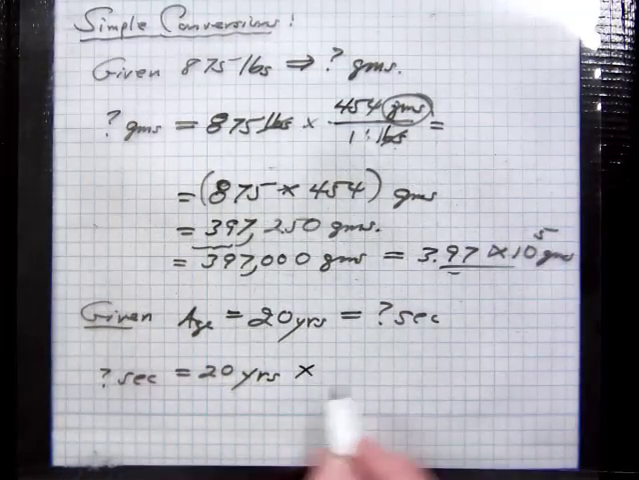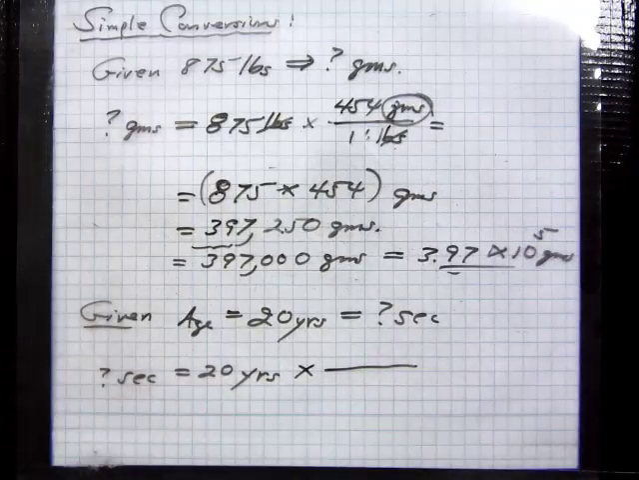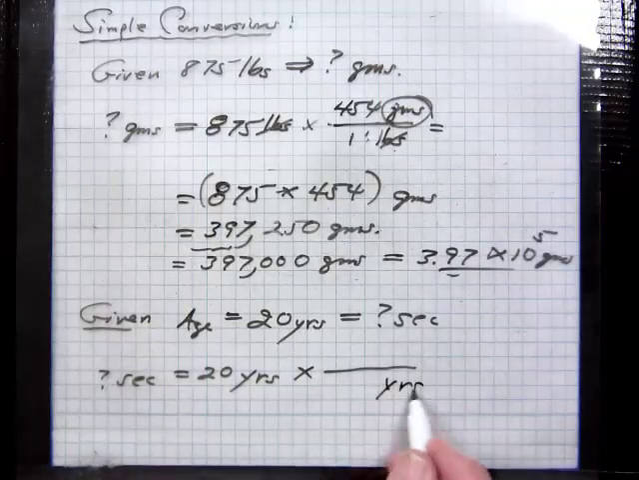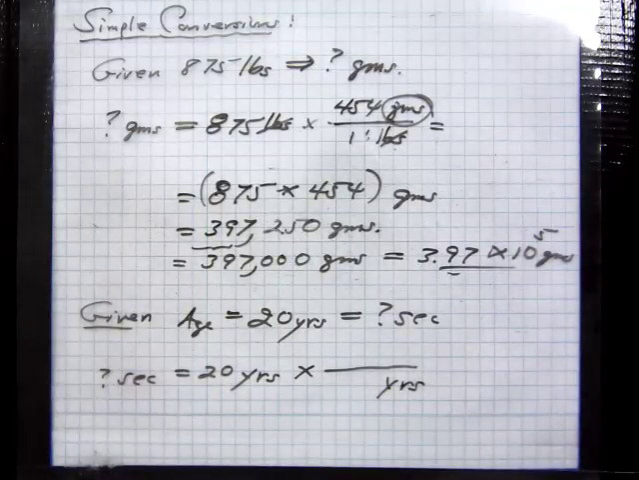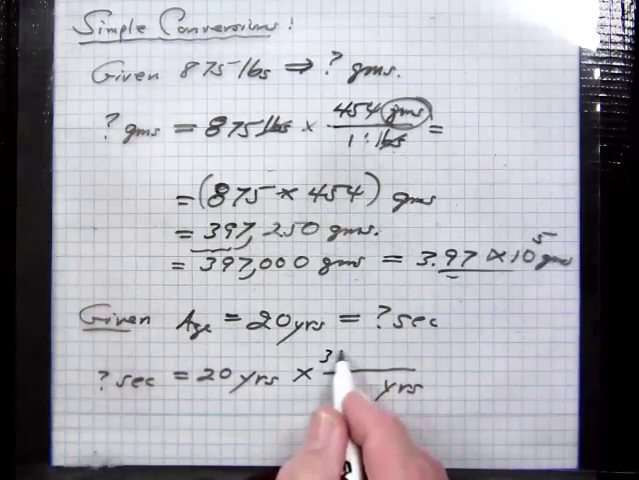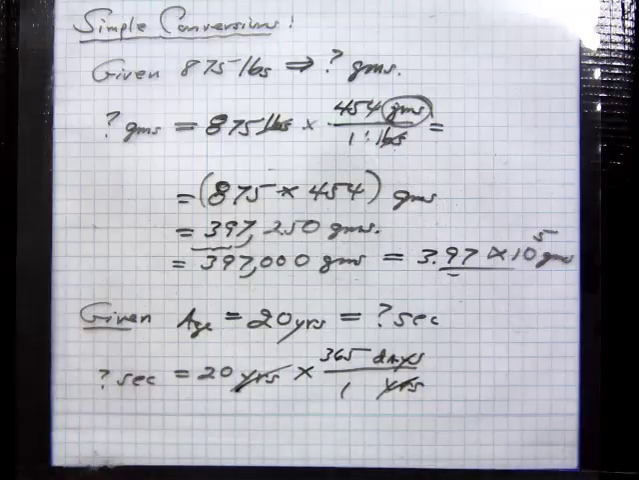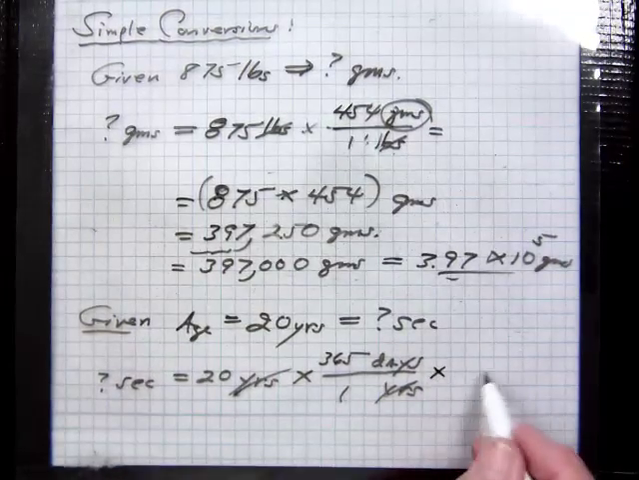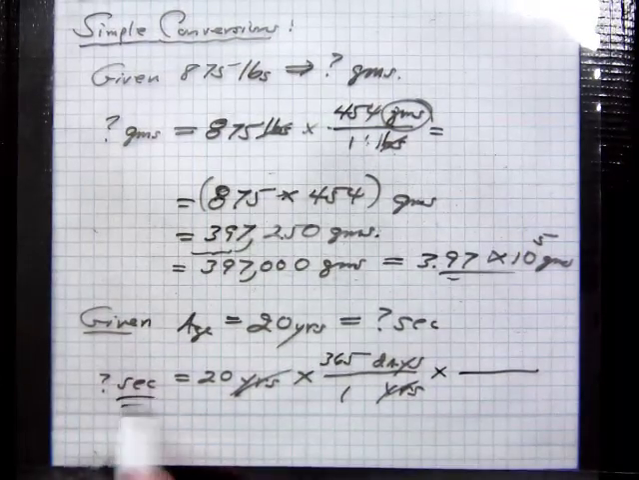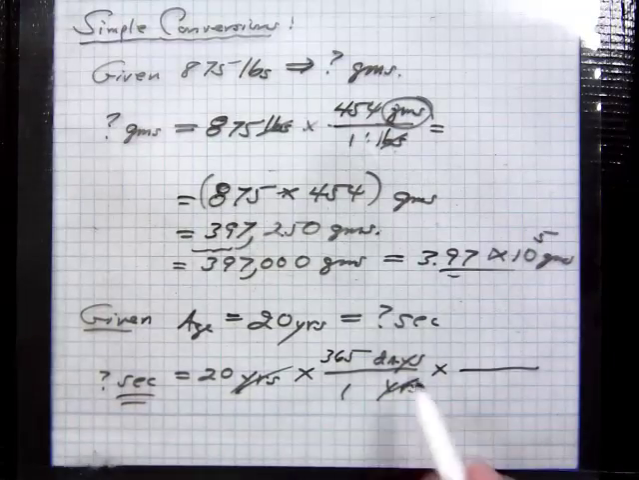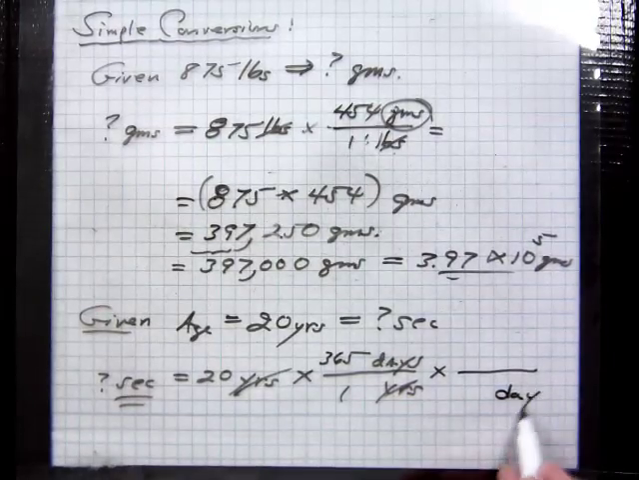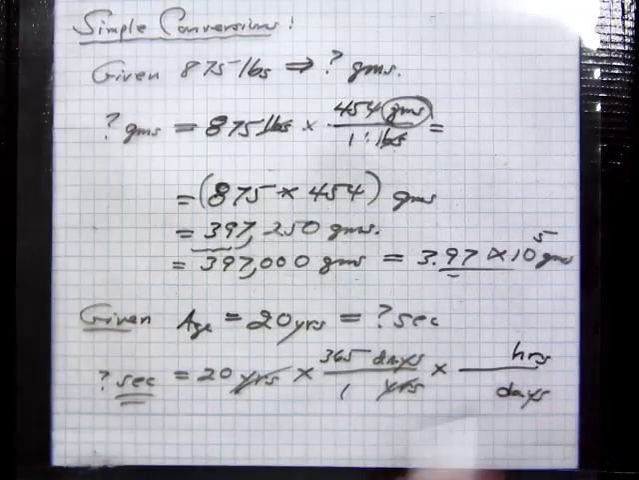We want to get rid of years, so we'll start with a line or a bracket, however you want to do that, and be sure years is on the bottom. Anybody know the seconds-years relationship? I don't. But I do know there are 365 days in a year, so we get rid of that dimension. And we keep going until we reach the objective. So that would be days, and I'm going to use hours. Now watch how I do this.